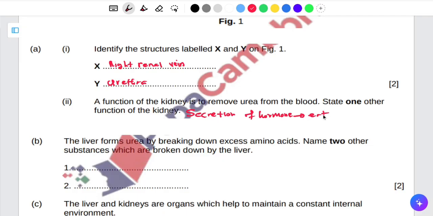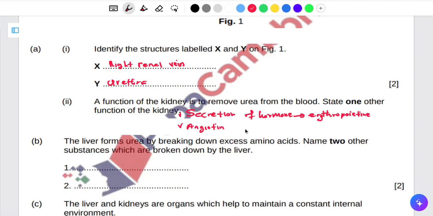This erythropoietin is an important hormone during the production of red blood cells. So apart from the secretion of this hormone, erythropoietin, it also produces what we call the hormone angiotensin. Angiotensin is also produced by the kidney.